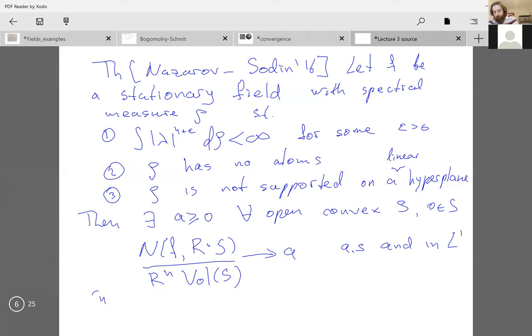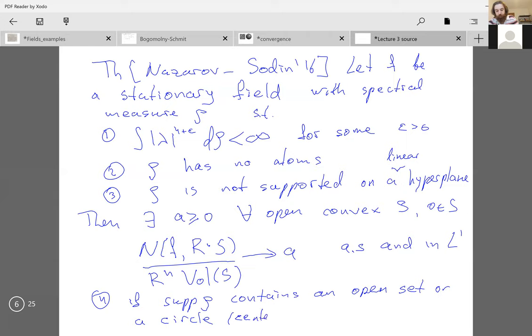And finally, if the support of rho contains an open set or a circle around the origin, then this constant A is strictly positive.